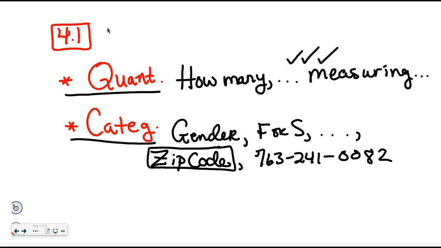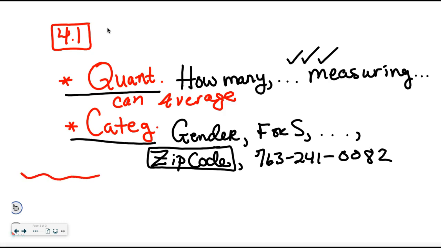So that's the big takeaway from 4.1: the difference between quantitative data, how much, how many things you're measuring, things you average. Put that on there, can average. And the difference between that and categorical.